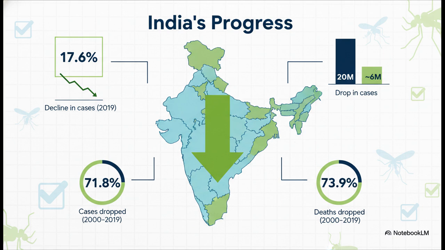India has contributed to the largest drop in cases region-wide, from approximately 20 million to about 6 million. The percentage drop in malaria cases was 71.8%, and deaths was 73.9% between 2000 to 2019.